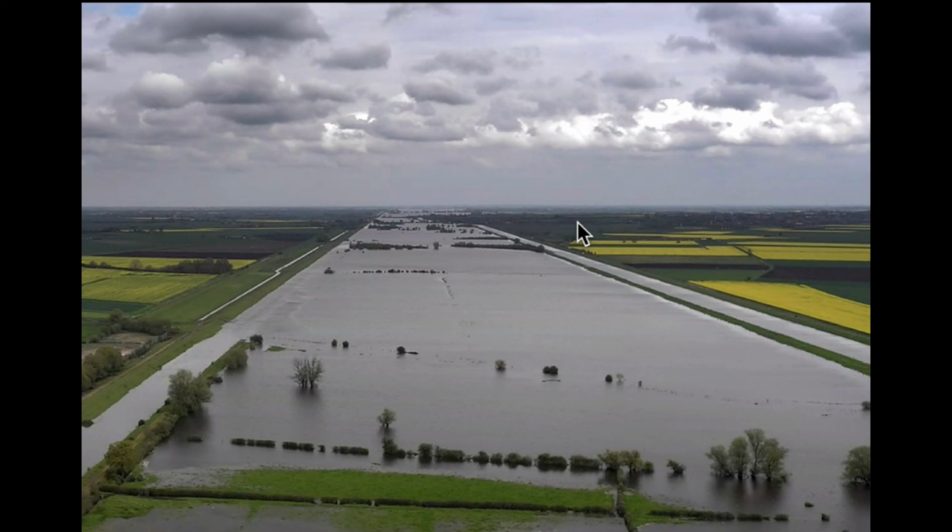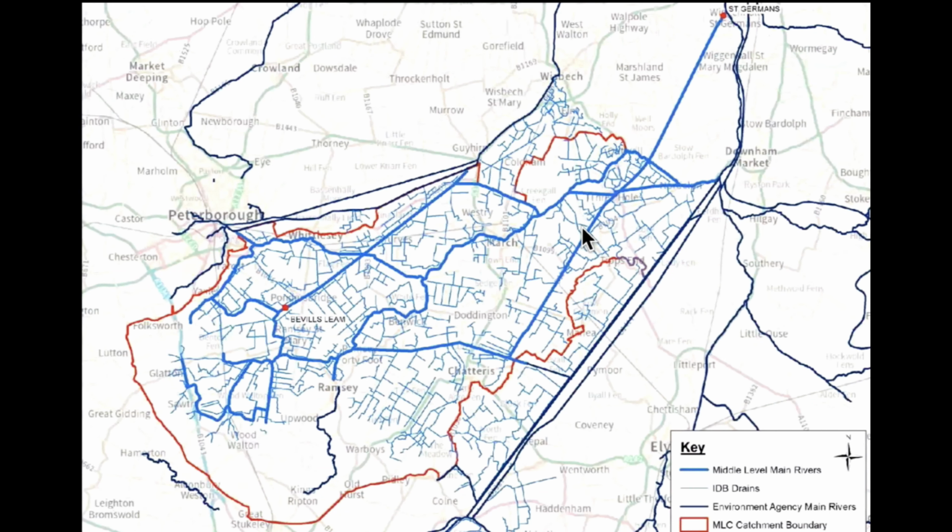And I'm going to focus a little bit more on the Old and New Bedford Rivers, which create the Ouse Washes. So the Ouse Washes, as I've already said, sits on the eastern side of the Bedford Level. And the project that I was involved with at the Environment Agency consisted of raising the Middle Level Barrier Bank for its whole 30-kilometre length from Erith down to Salters Lode.